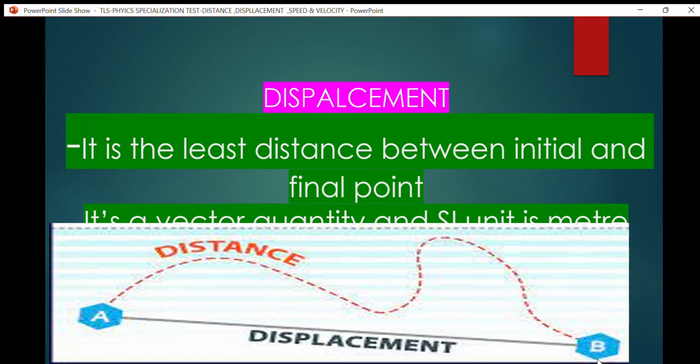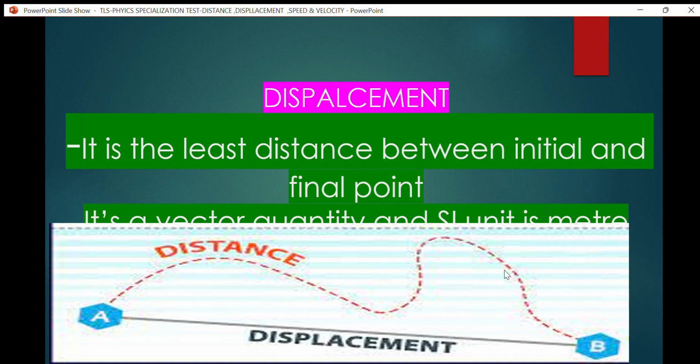Next we will consider displacement. Displacement is the least distance between the initial and final point, or you can say it is the shortest distance between the initial point and the final point. And it's also a vector. We call displacement a vector quantity because along with the magnitude, it has direction also. Its SI unit is meter.